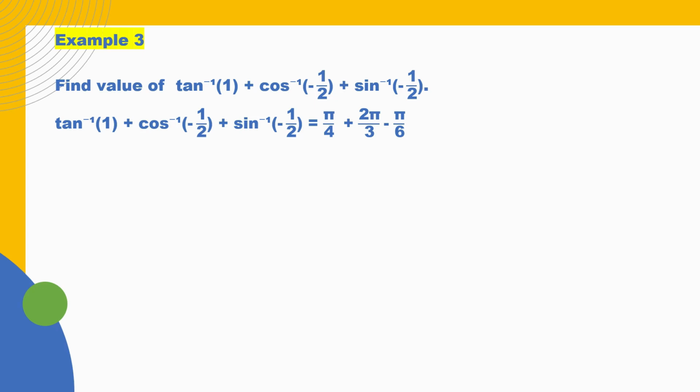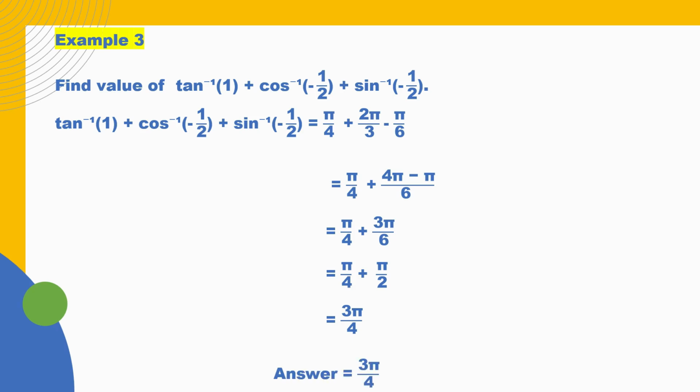Now add these three principal values carefully. After simplification, we get 3π/4. Notice how every step depended on principal values. Without them, we could easily get the wrong answer.